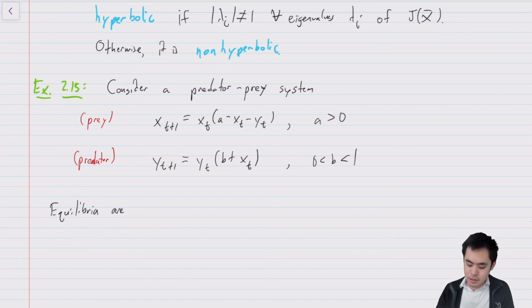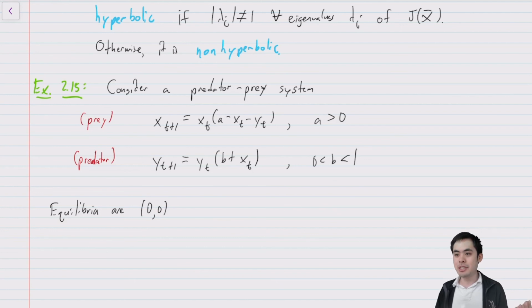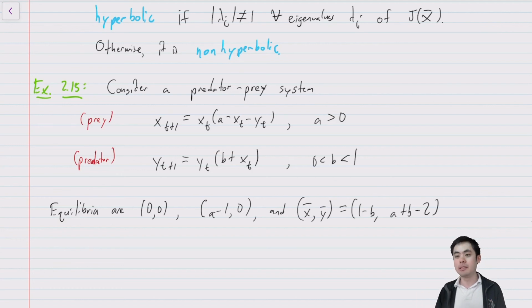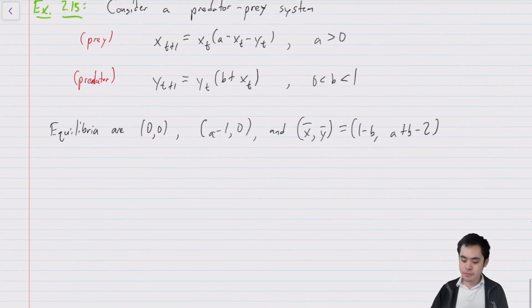Those are 0, 0. So obviously if you don't have any prey or any predators, well then that is an equilibrium. There's another equilibrium at a minus 1, 0. So this is when you only have prey and no predators in the system. And then of course there's the more interesting stable equilibrium, which I'm going to call x bar, y bar, which is equal to 1 minus b, a plus b minus 2, when you have both predators and prey in an equilibrium.